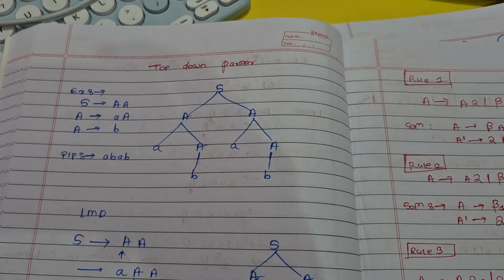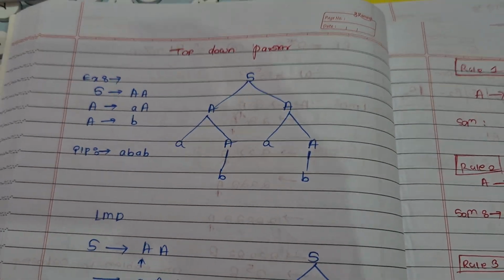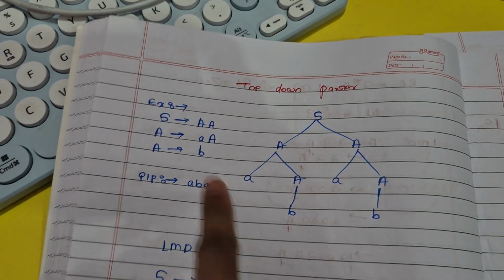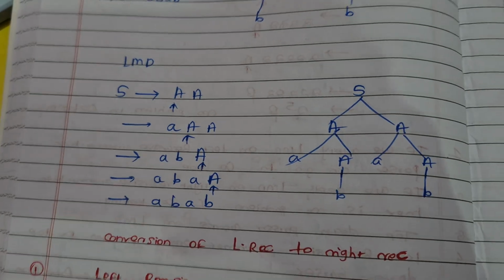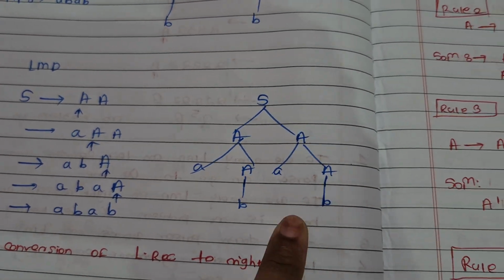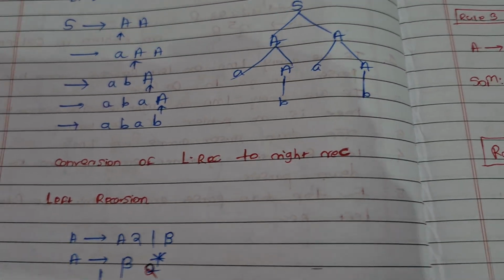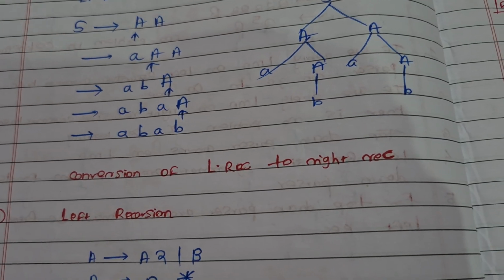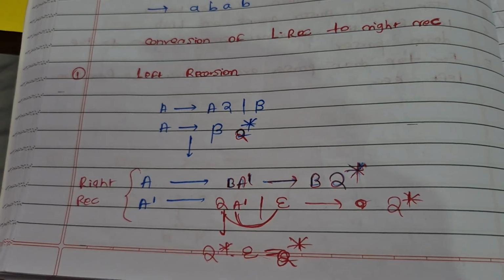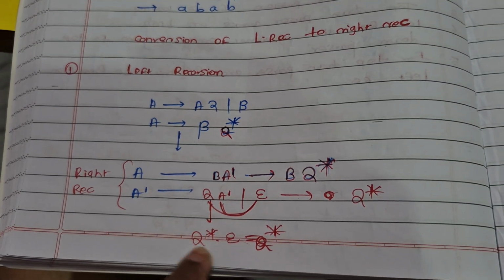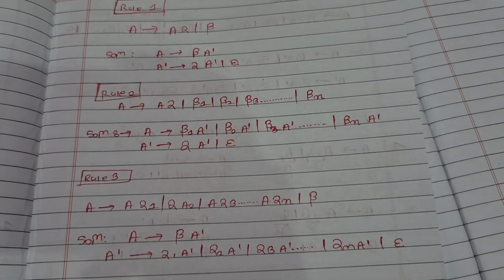Important points you can see. Then top-down parser. Basically, a top-down parser is LMD only. So this is the top-down parser for input AB, and if you see LMD also, you get the same thing, which is the top-down parser only. Comparison of left recursion to right recursion. Left recursion is this. Finally, alpha star dot sigma equal to alpha star only. So these are 4 rules.